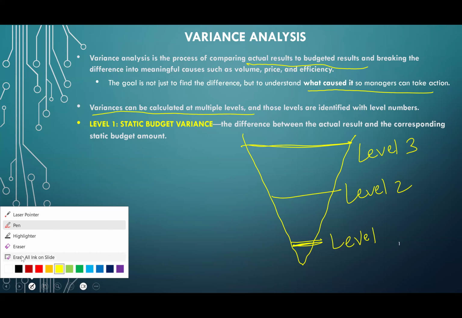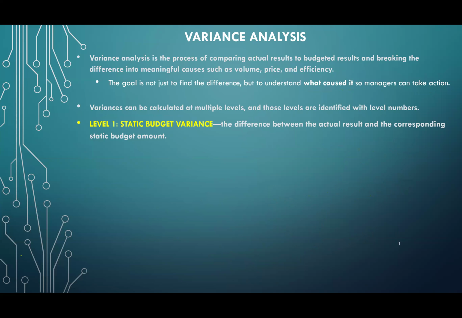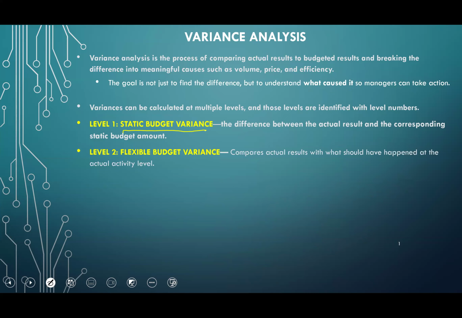Level 1 analysis is called the calculation of static budget variance. The static budget simply compares actual numbers with the original budget, and it gives us a number but does not tell us much about why it happened, who is responsible, etc.